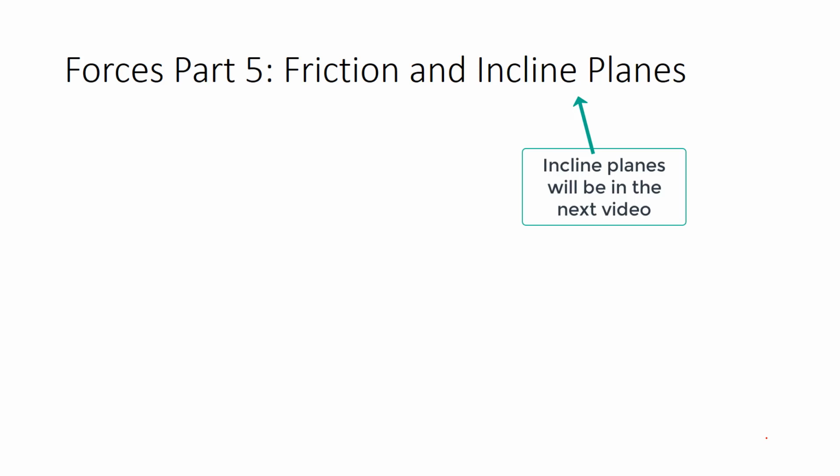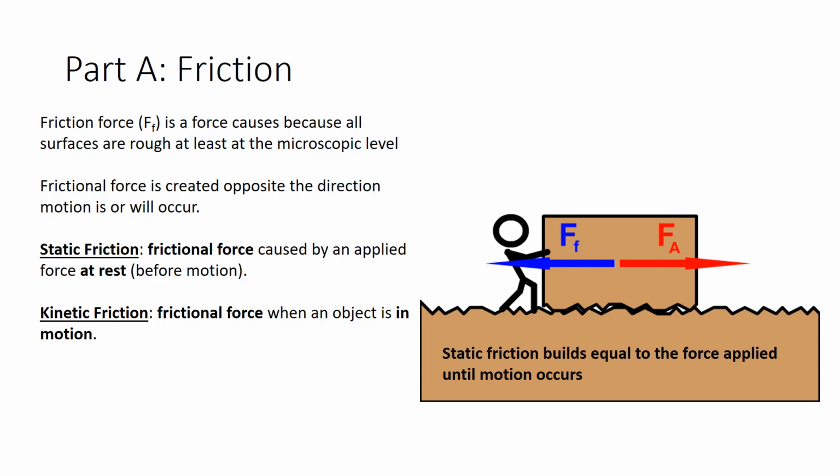This is the fifth in my video series about forces, and we're going to look at friction and inclined planes. First of all, friction is just a force that occurs because surfaces are rough. Here's my picture of some rough surfaces. If a surface looks smooth, there's going to be less friction, but at the microscopic level there'll be some sort of roughness.